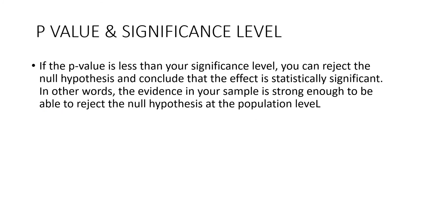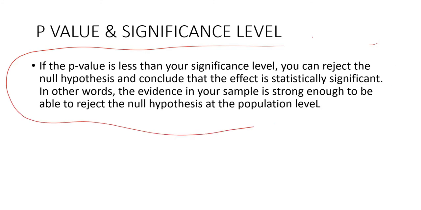Now, what is the difference between p-value and significance level we are comparing? If the p-value is less than your significance level, you can reject the null hypothesis and conclude that the effect is statistically significant. In other words, the evidence in your sample is strong enough to be able to reject the null hypothesis at the population level. This is the final idea. You can get it from that. This is really important.